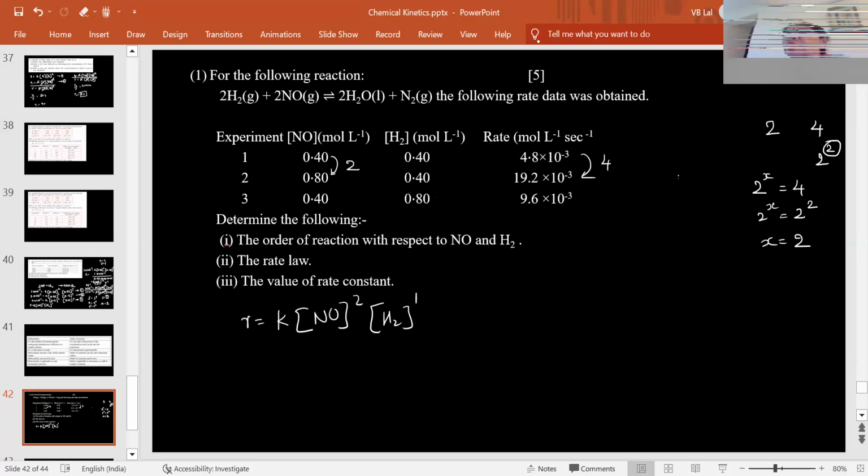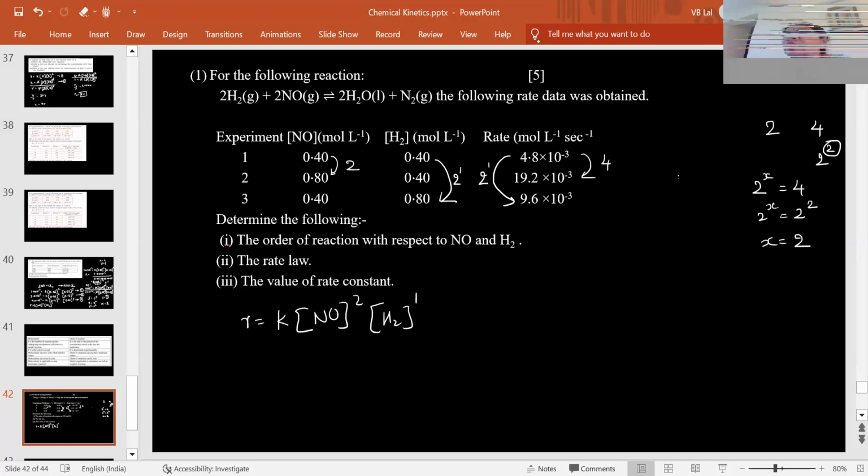In this case, what have I done? I have doubled the concentration, but the rate of reaction also became double. This is double and this is also double. So 2 raised to 1 is equal to 2 raised to 1. So it is a first order reaction. Okay, so that is the rate law.